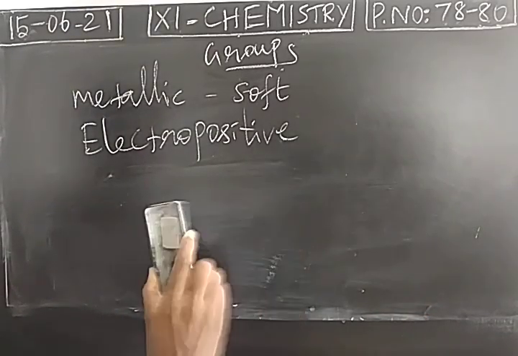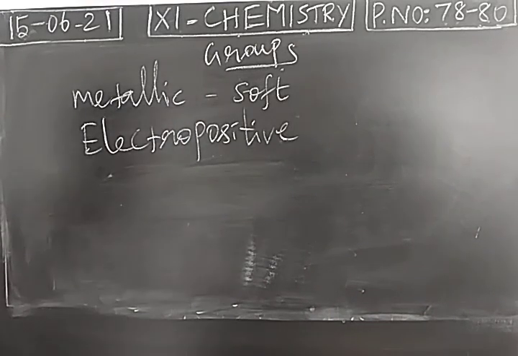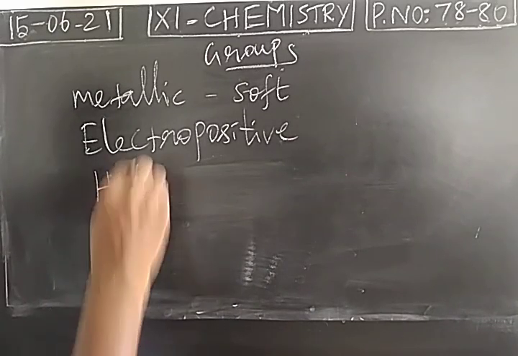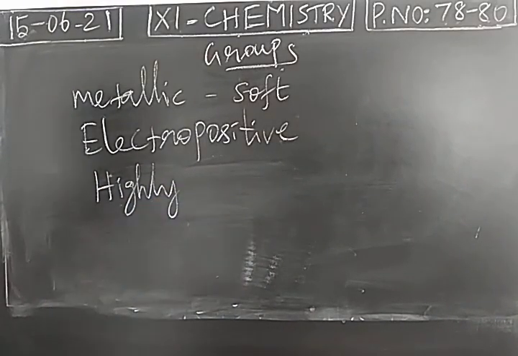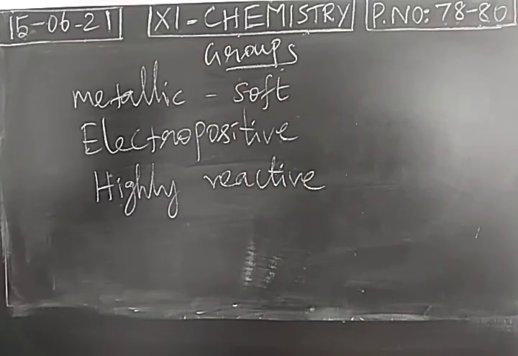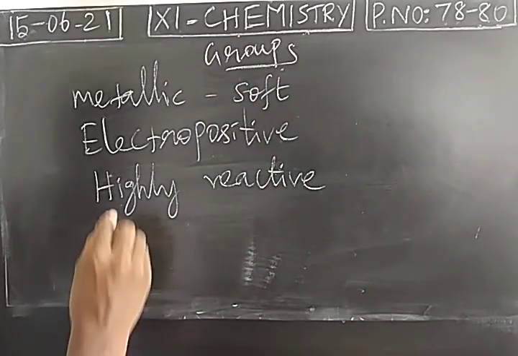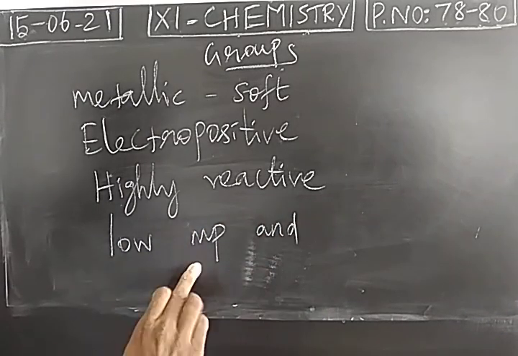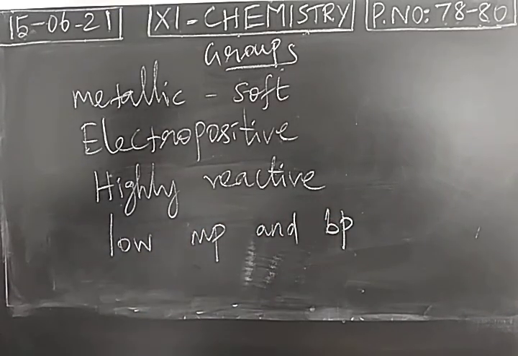So s-block elements are soft metals. They are electropositive in nature. They are highly reactive in nature. By losing an electron, they get involved in chemical reactions easily. They form ionic bonds, so they are highly reactive in nature. Due to being soft metals, they have low melting and boiling points. Melting point as well as boiling point.